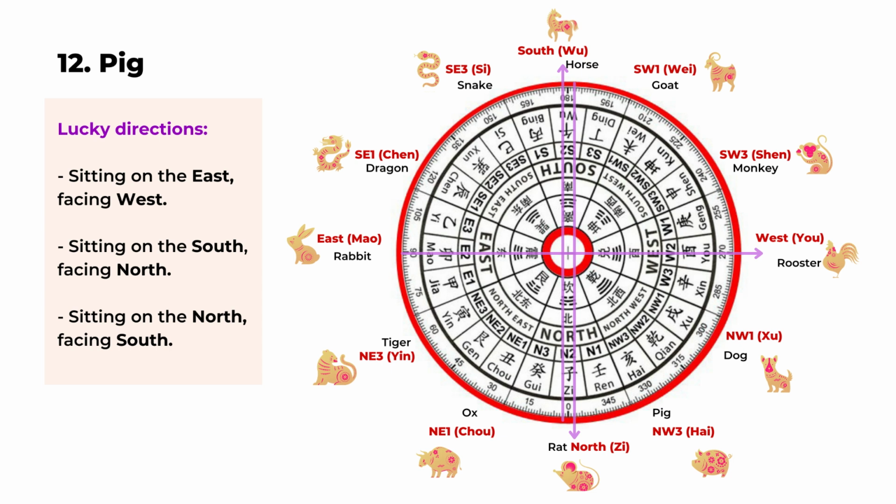And for the lucky directions for pigs, you can see the north and south are very lucky as the facing or sitting directions. And another one is sitting on the east and facing west. Those are the 3 lucky directions for pigs.